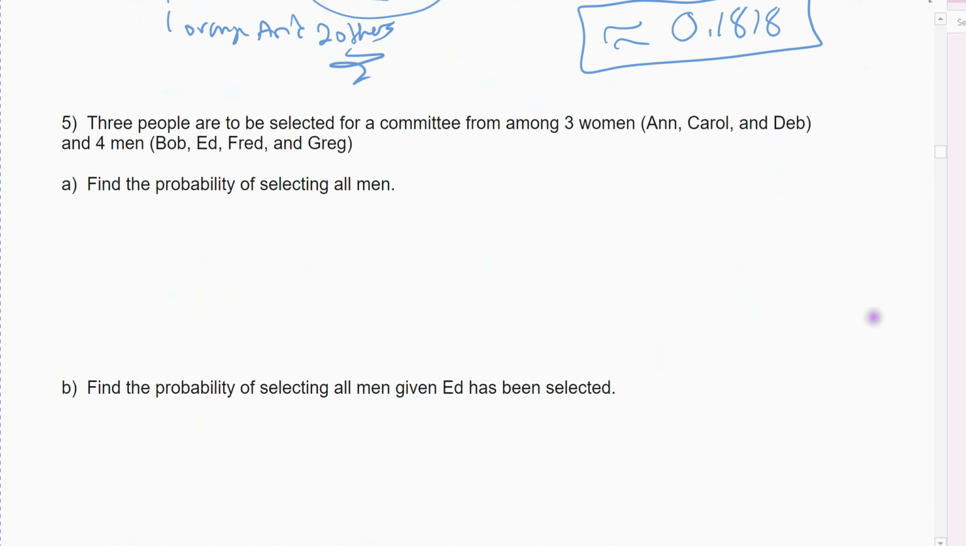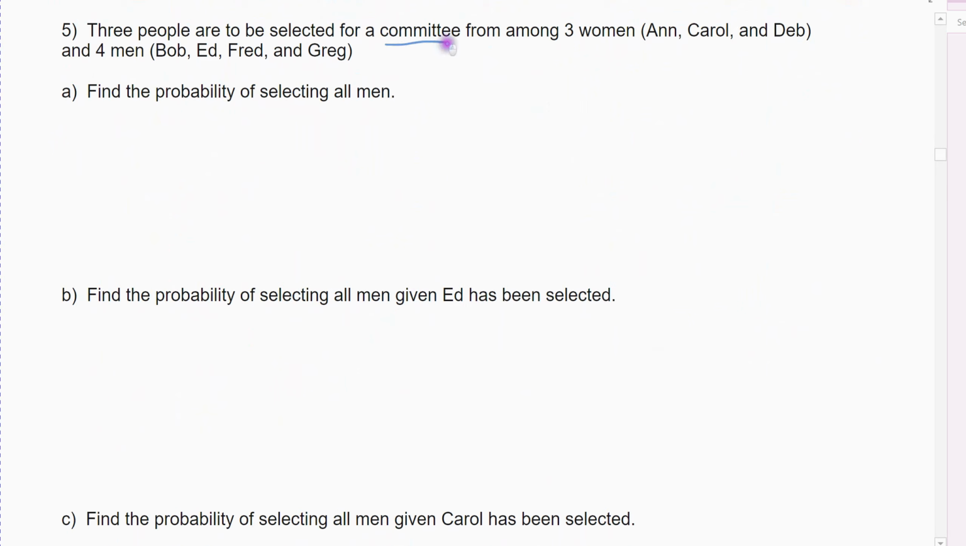Alright, next example. It's a committee type. So again, as soon as you see the word committee, you should know it's a combination. So we want to pick 3 people, so it's combinations, pick 3. So we've got 3 women, Ann, Carol, and Deb, and 4 men, Bob, Ed, Fred, and Greg. So I've got 7 people total that I'm going to pick 3 from.